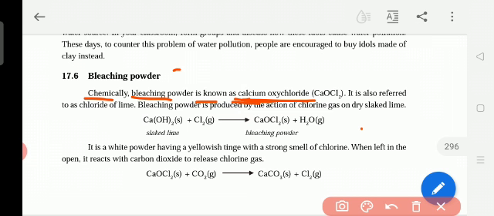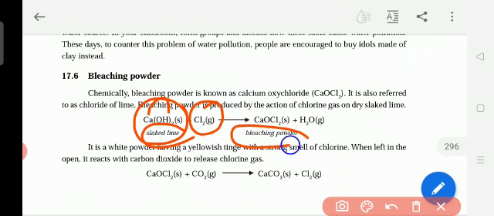Surely we will have an exam in the school, so listen carefully. It is also referred to as chloride of lime. Bleaching powder is produced by the action of chlorine gas on dry slaked lime. It is prepared from limestone. Ca(OH)2 means calcium hydroxide. Another name is slaked lime. And when it is reacted with the chlorine gas, it forms the bleaching powder, CaOCl2, and water.